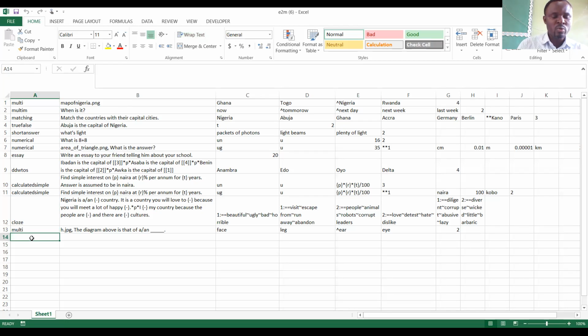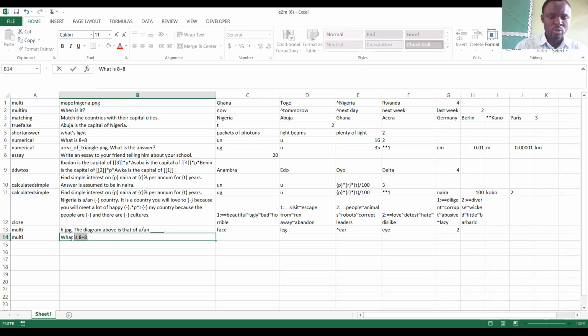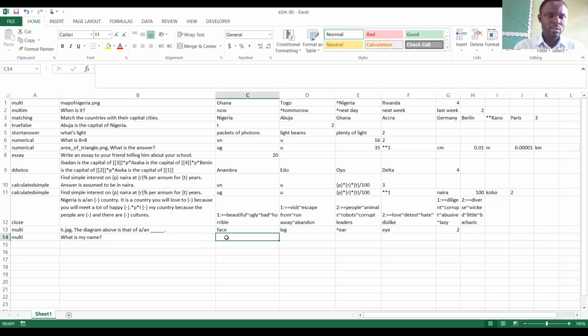So I'm just going to put a question. Type of question, multi. And then in the second column, I'll state the question. In this case, what is my name? The options will follow in the subsequent columns. Frank, Ben, my name is Kene.